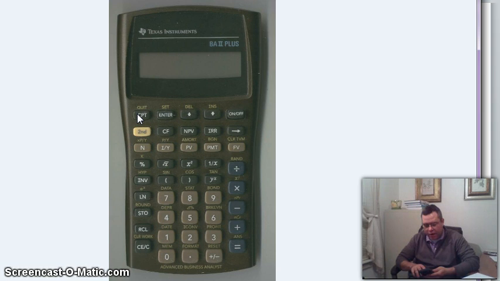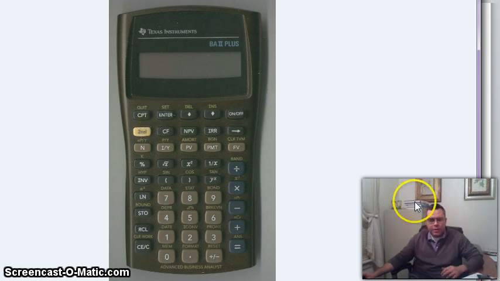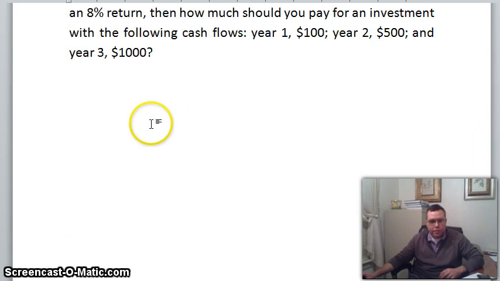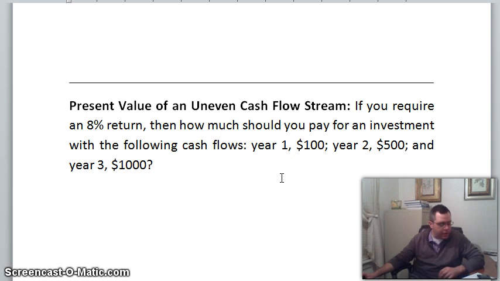Now you hit IRR, the IRR button right here. It says IRR equals, but up in the upper left-hand corner, it should say compute. Hit compute, that's this button right here, CPT, and it'll calculate that for you. And it's 20.44%. So if you happen to pay $1,000 for these 3 cash flows, you're earning about a 20.5% return.